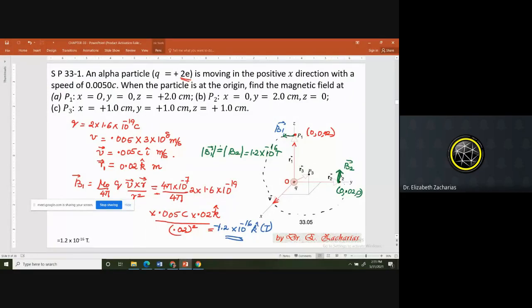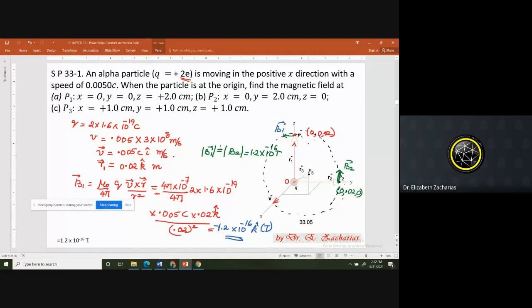Around the x-axis, you can actually draw an imaginary circle, and these two are tangential to that circle, given by the right hand rule. B1 and B2 are points lying on a circle of radius 2 centimeter. Therefore, the magnetic field is going to have the same value on that circle, and you're going to see that the direction is given by the right hand rule. So all these things can be studied in this one single problem.